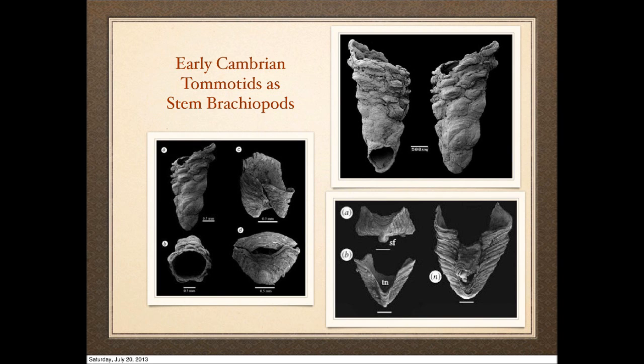Another group that appears in these small shellies are things called tommotiids. Nobody knew what they were. But they're just bits and pieces. They knew they had parts of something, but they didn't know how they fit together. And just recently, they found some that were attached, so the various pieces were together. And they realized that these are actually stem brachiopods.